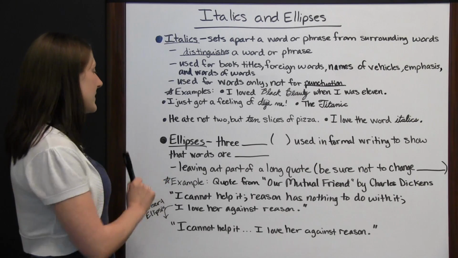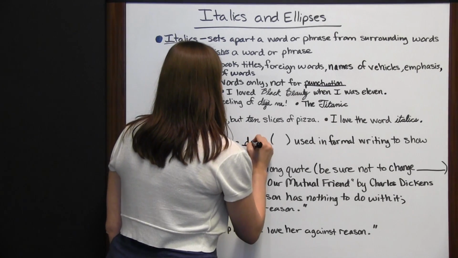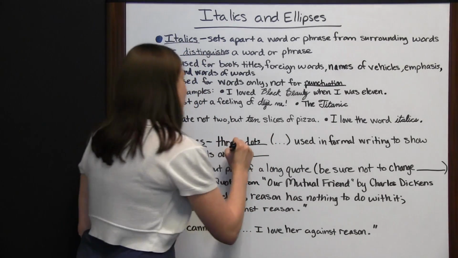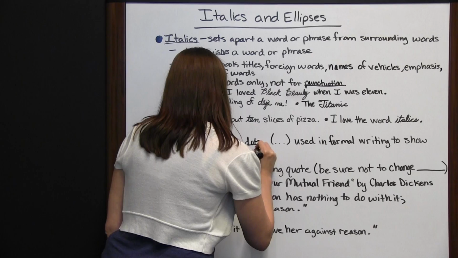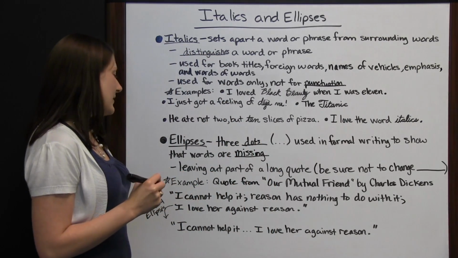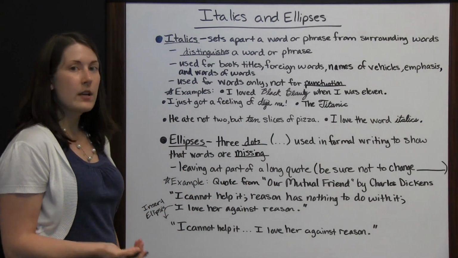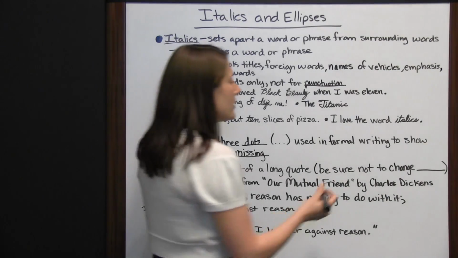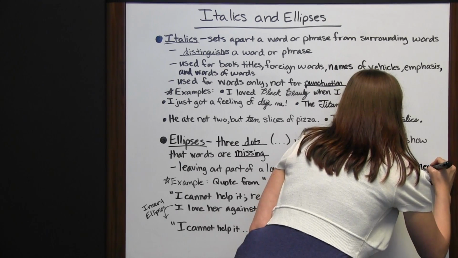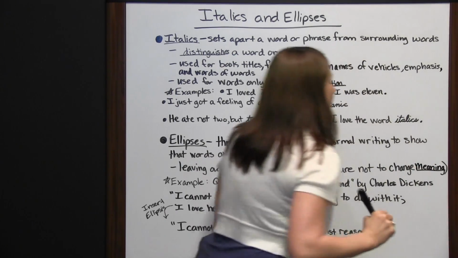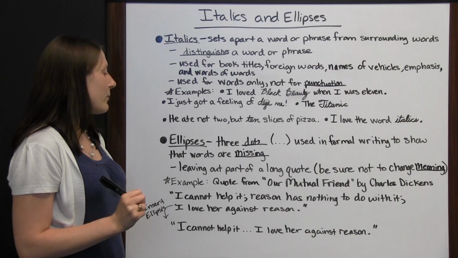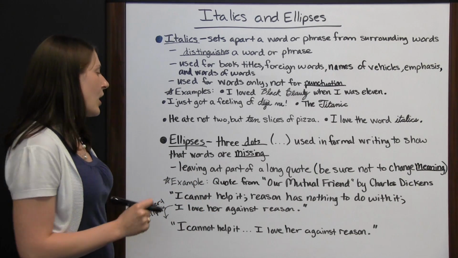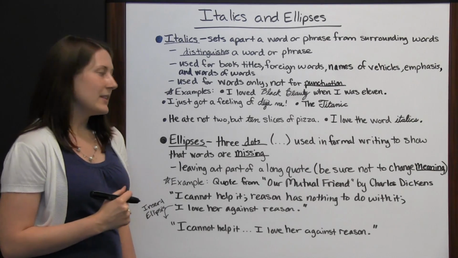Next, we're going to talk about ellipses, which are 3 dots, just a little dot, dot, dot, used in formal writing to show that words are missing. And a lot of times this is used to leave out part of a long quote. But if you're leaving out part of a long quote, be sure not to change meaning. If you leave out too much of the quote or you leave out an important part, then the meaning is not preserved. So you want to make sure that you're preserving the meaning of a quote or the meaning of a passage whenever you are inserting an ellipsis.